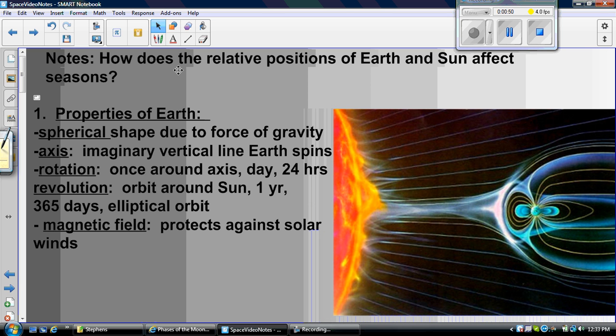A revolution is the orbit that the Earth takes around the Sun. That's our year, 365 days. It's an elliptical orbit. And our Earth also has what's called a magnetic field that protects against solar wind. So our Sun sends out a tremendous amount of electromagnetic radiation. These invisible lines that you see surrounding Earth are what we call our magnetic field. They were discovered by Van Allen, and that is a field that protects us against solar wind.